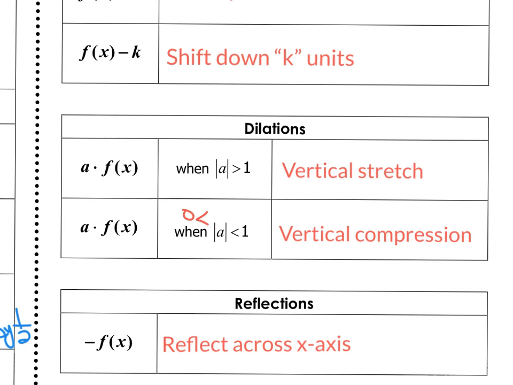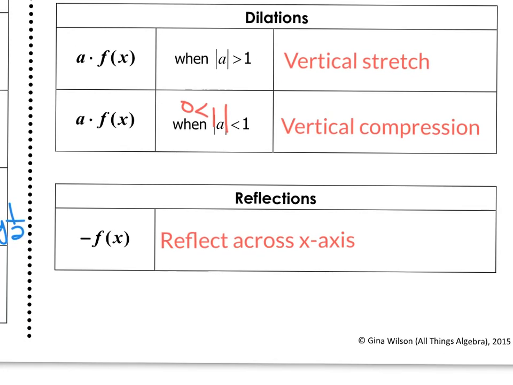Okay? So when it is between 0 and 1, try to include that in this inequality right here. So it's when it's between 0 and 1. Okay, so that's like when we had that 1/2. That's between 0 and 1. If you go on the other side of 0, then you start talking about negatives, and that has its own rule, because when it's negative, then you flip it across the x-axis.